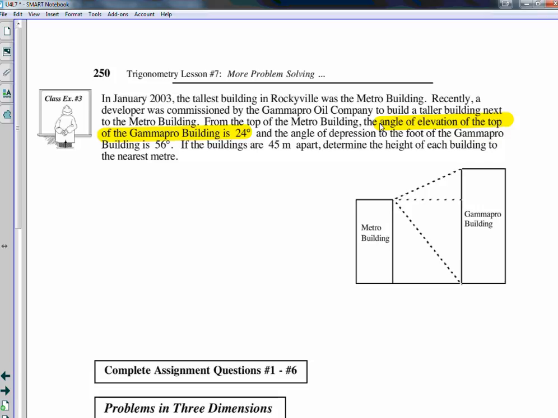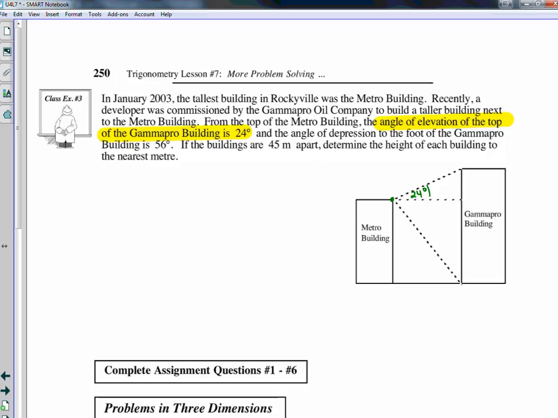There's two right triangles. Do you see them? Okay, so the angle of elevation from the top of the Metro to the top of the Gamma Pro would be your angle of elevation of 24. Remember, angle of elevation has to start from a horizontal line. A straight line. Horizontal, right? Okay, I'm going fast. Is that okay?